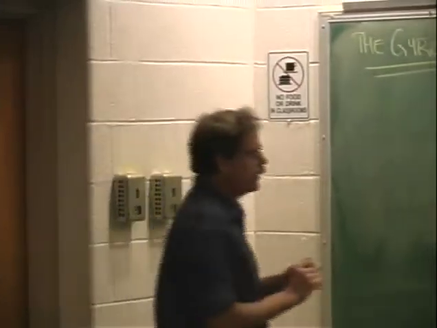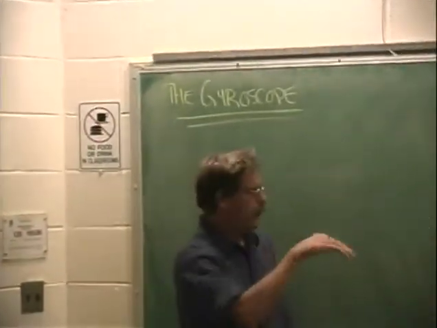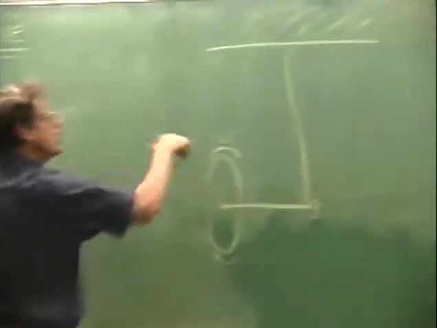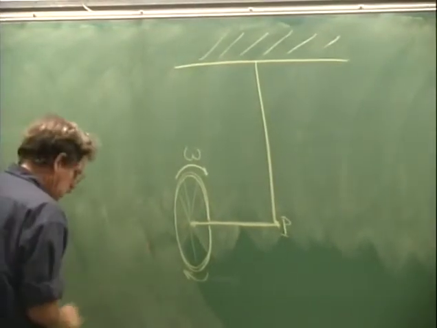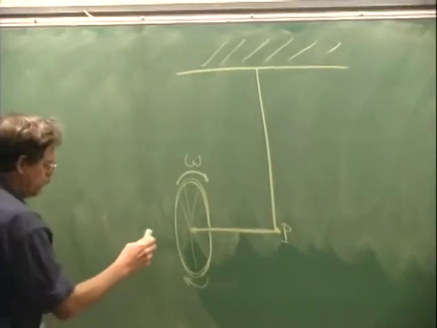What direction is the angular momentum of the wheel? It's spinning like that. Grab it with your right hand, fingers indicating the direction of the spin. Then the angular momentum is pointing to the left.